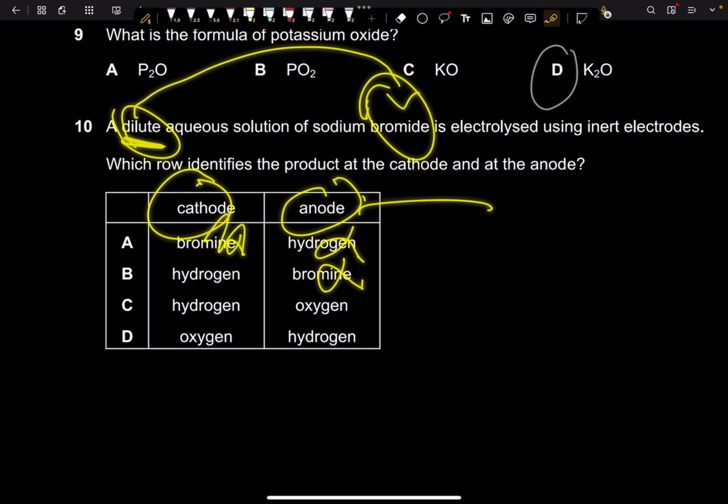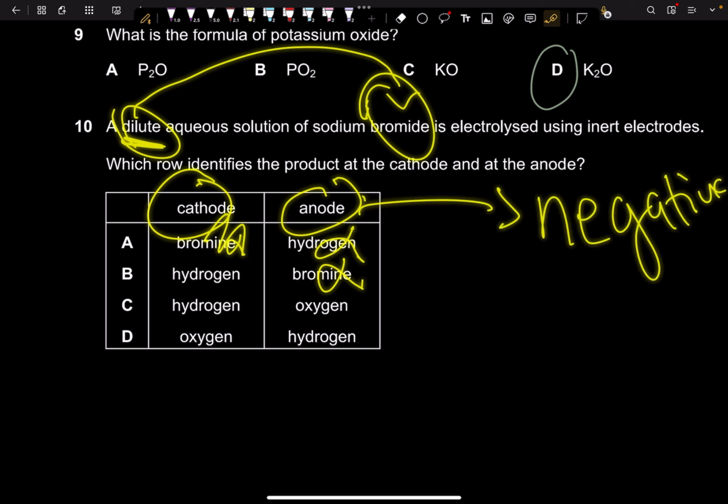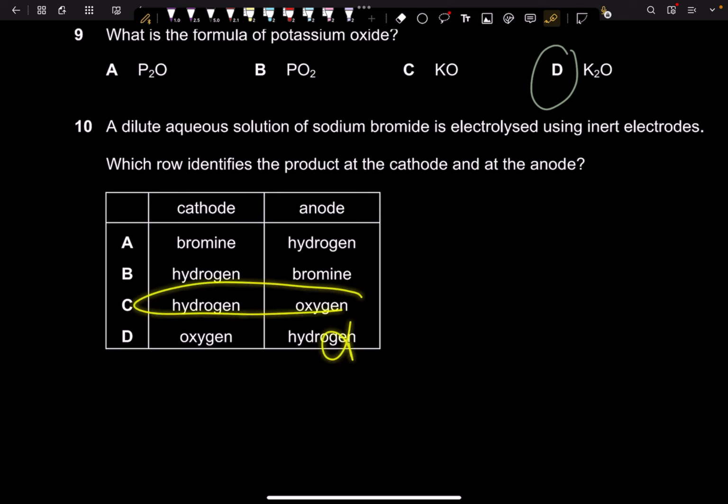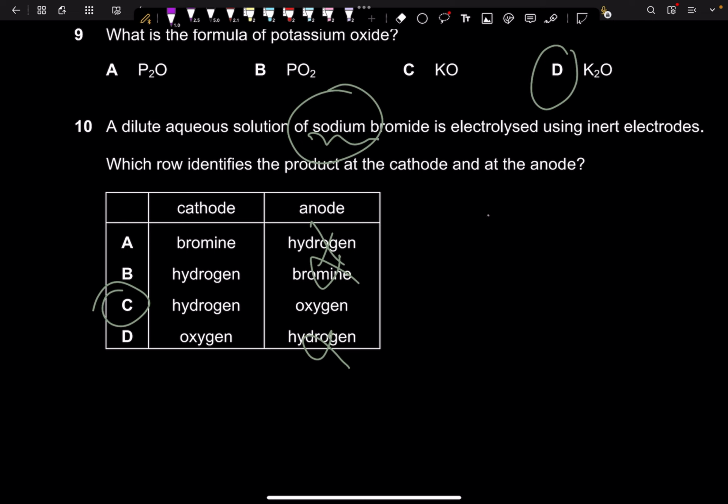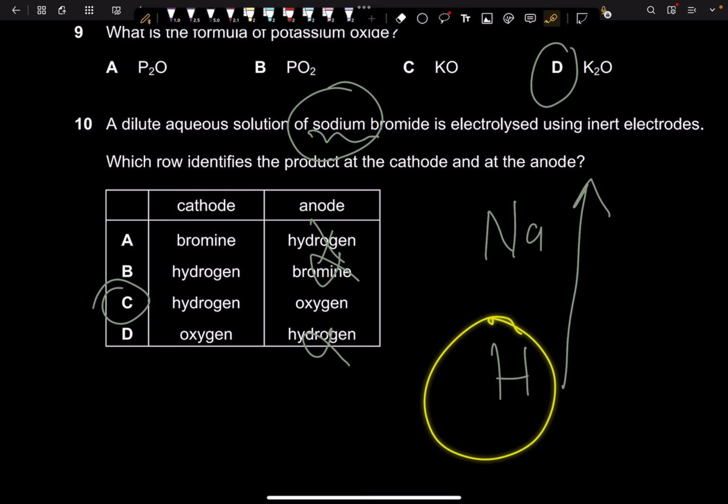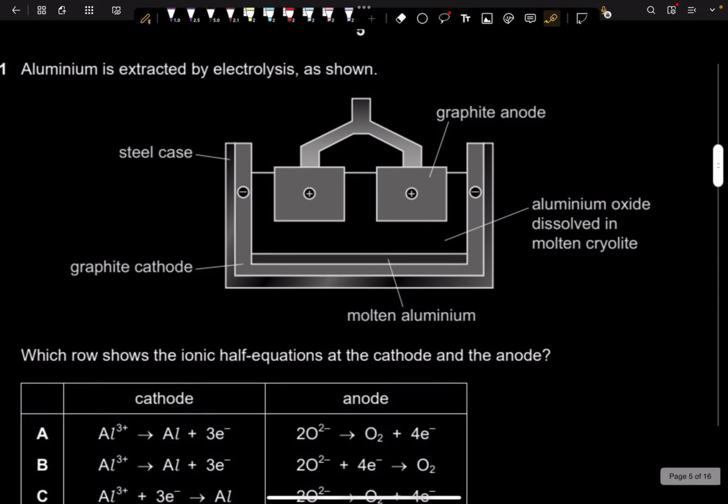At the anode you have your negative ions, so it cannot be hydrogen. It obviously has to be this option, because the other three cannot be. Also, it has sodium, and sodium is higher in the reactivity series than hydrogen, so hydrogen will discharge in preference to sodium. It's more difficult for sodium to discharge, and easier for hydrogen to discharge.